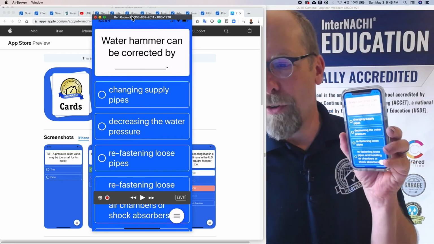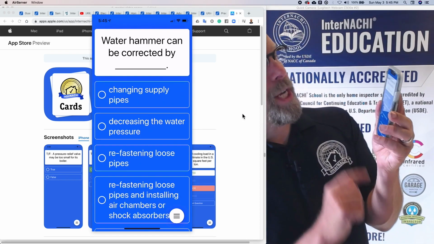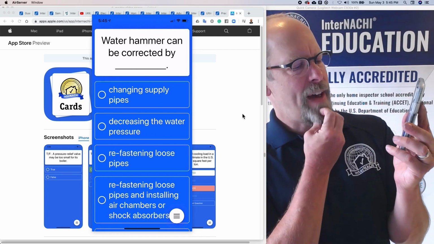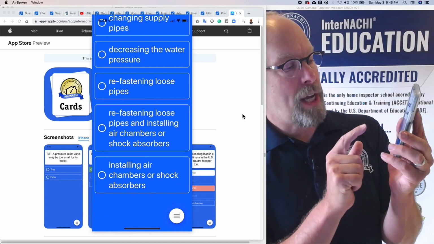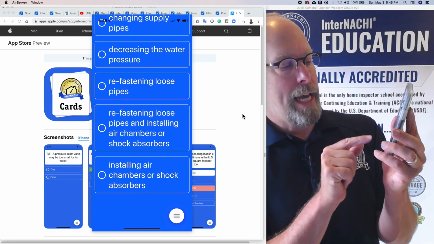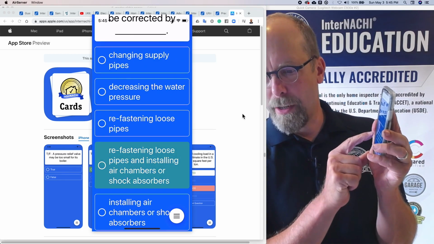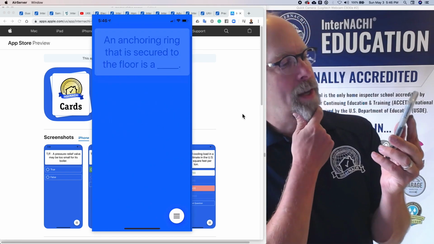A water hammer can be corrected by changing supply pipes, decreasing the water pressure, refastening loose pipes, and installing air chambers or shock absorbers. I think you need to refasten. I got that right. Okay, next question.